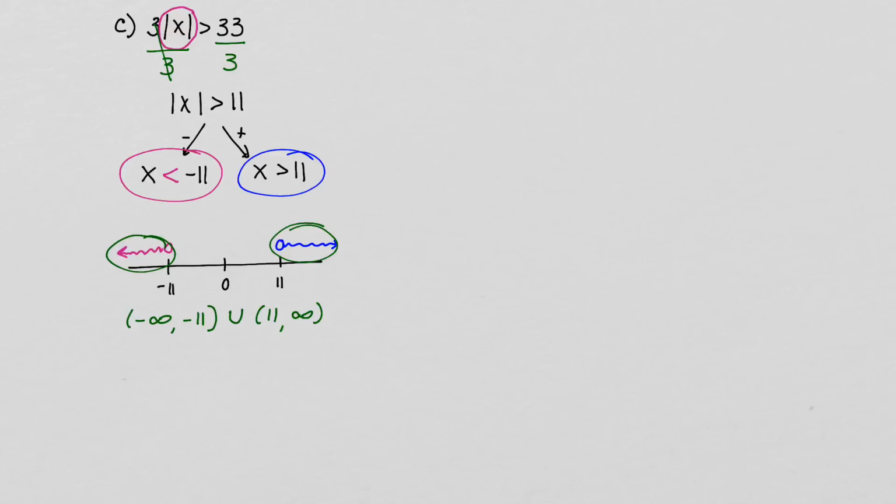And I have one more. D, 4 times the absolute value of x is less than or equal to 12. Again, I'm looking for the absolute value part. I want to get that all alone, and the 4 is being multiplied times the absolute value, so I'm going to divide both sides by 4. The 4's cancel out, and I'm left with the absolute value of x is less than or equal to 3.